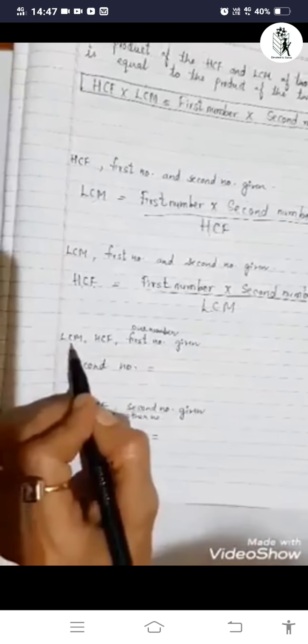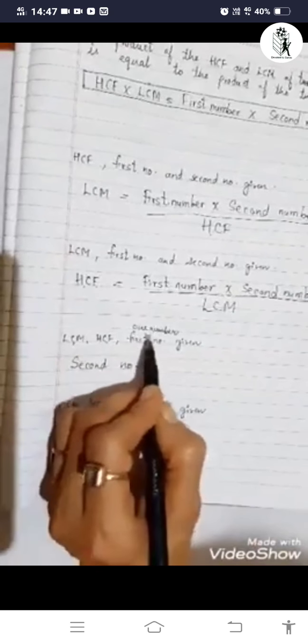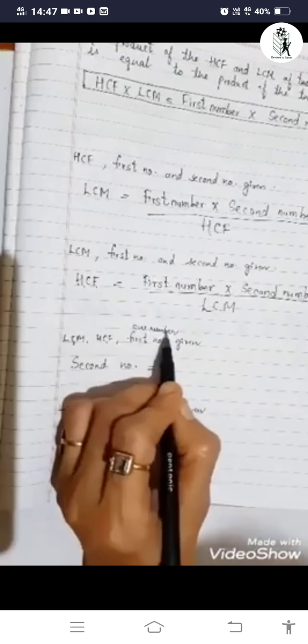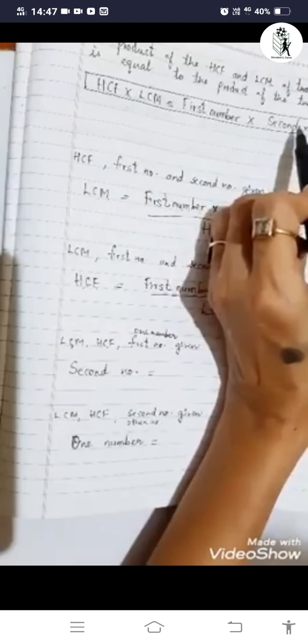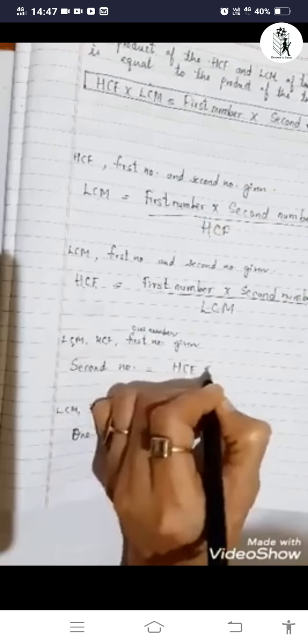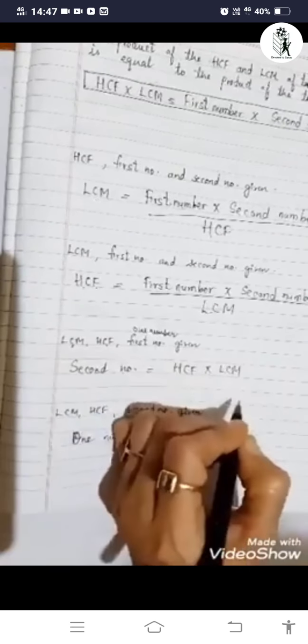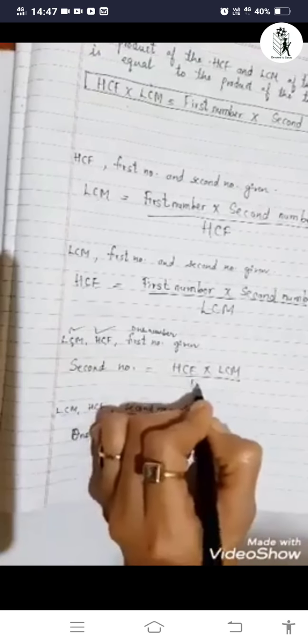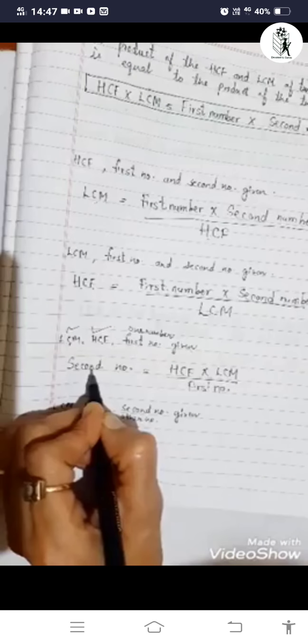Now suppose the LCM is given, the HCF is given, and one of the numbers is given, that is the first number, which we also call one number. Now we have to find the second number. So what will be the formula? HCF multiplied by LCM, these two will be given, upon first number, because we have to find the second number.